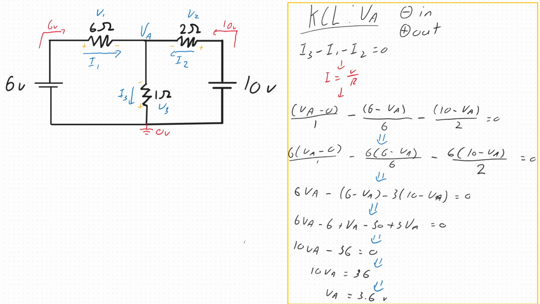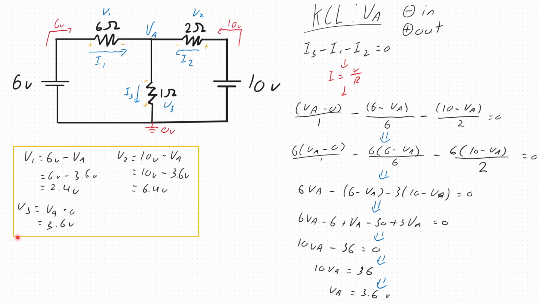3.6 volts. The next step, you want to find the voltage, so you do what we did last time: you take 6 volts minus the VA, which we now know to be 3.6, and you get 2.4 for V1, and if you do that for all the other elements, you can find the voltage across them.